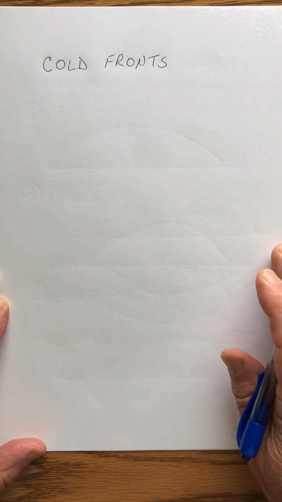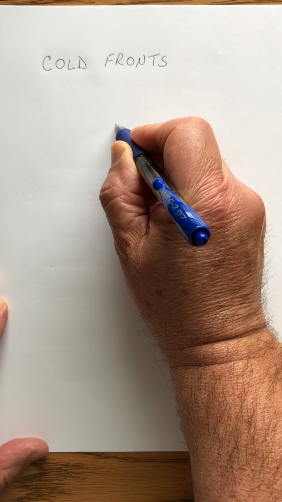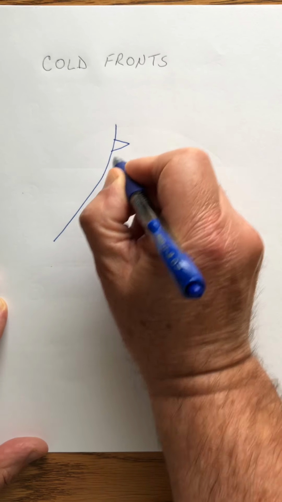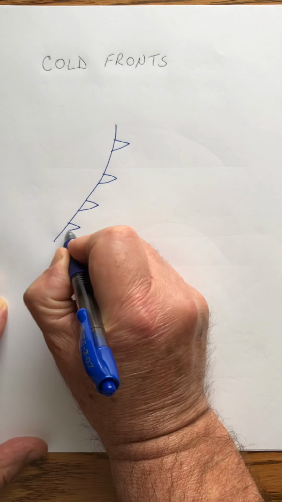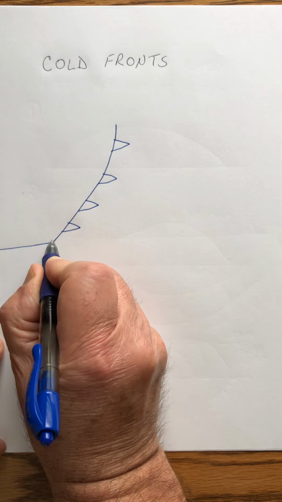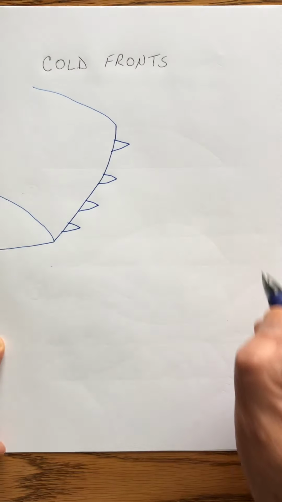Hi class. Now let's talk about cold fronts. We've drawn cold fronts a number of times in class, so you should be kind of used to them. A cold front is a blue line with blue triangles pointing into the direction that the front is moving. If we draw this in 3 dimensions, or try to anyway, it will look something like this.